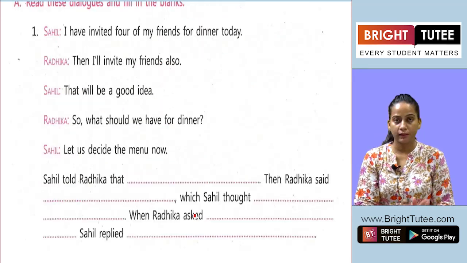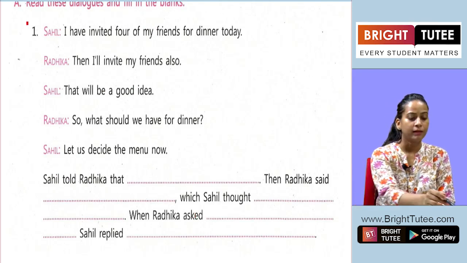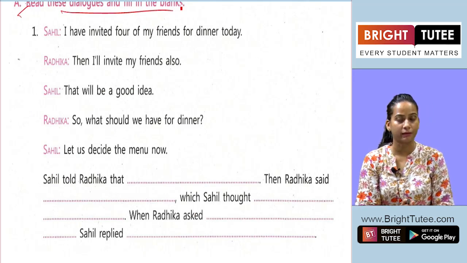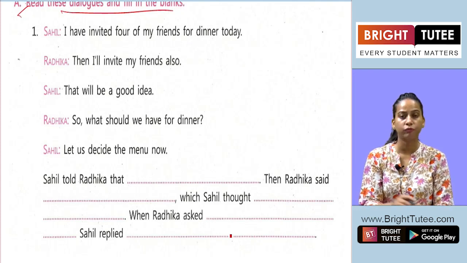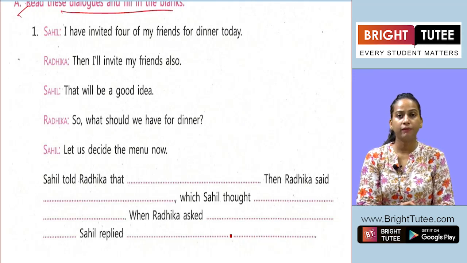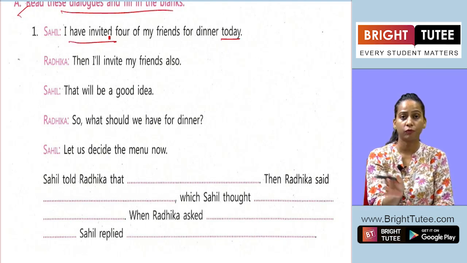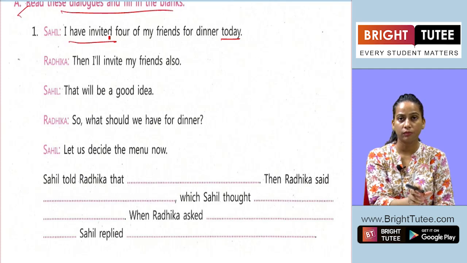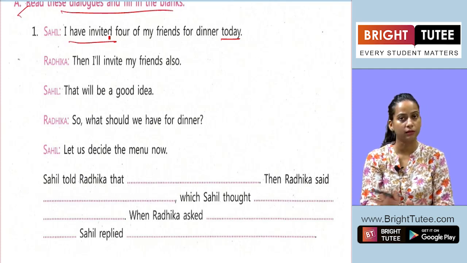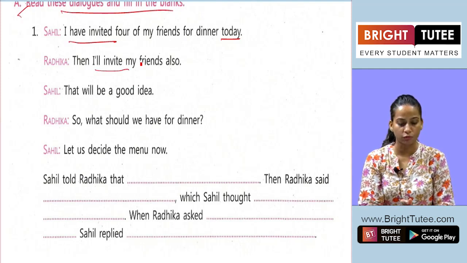Now, we are going to take one exercise based on these direct and indirect. So, let's start with that. Here, read these dialogues and fill in the blanks. Different dialogues are given to us. A conversation is given and according to that, we have to fill the given blanks below. Sahil: I have invited 4 of my friends for dinner today. We have to keep focus on the verb used here and the other significant words. Radhika: Then I will invite my friends also.